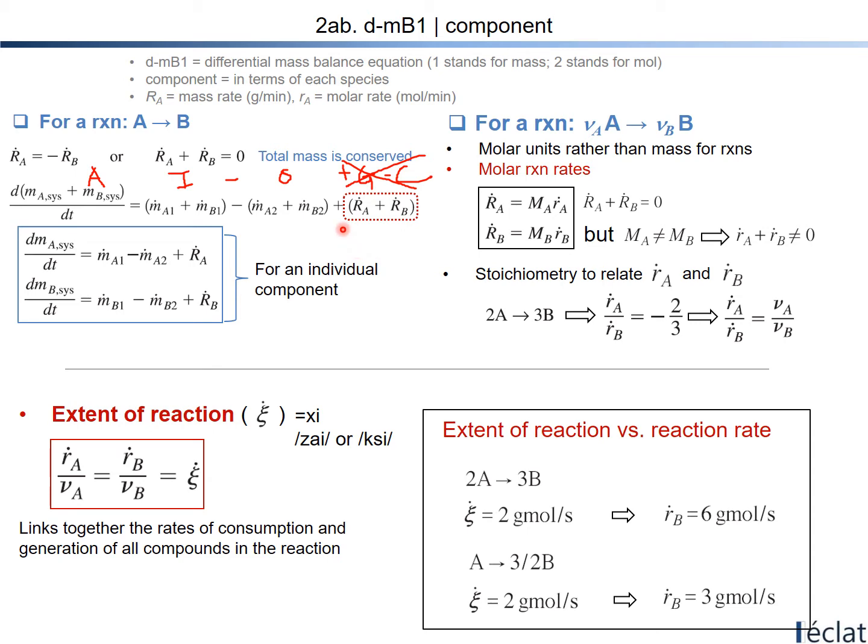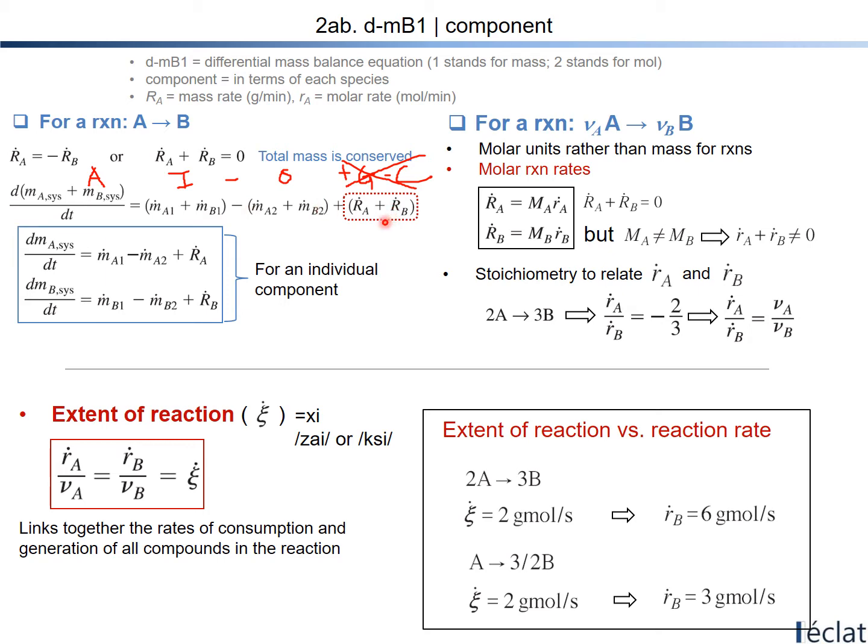Then I have added one more term, actually two more terms. Capital R dot A plus capital R dot B. Even if you don't need to think about generation minus consumption, because in this case R dot A plus R dot B is 0, you could add this 0 value term into the total mass balance equation.